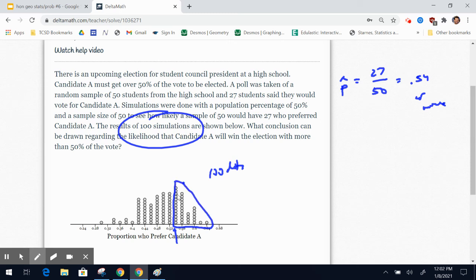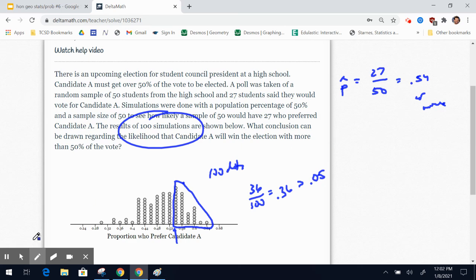So that would be 1, 2, 3, 4, 5, 6, 7, 8, 9, 10, up through 36. 36 out of the 100 simulations came out with a proportion of 0.54 or more. That's 0.36, which is way more than 0.05. So this result can just happen. It can just happen way too often for it to give any convincing evidence.